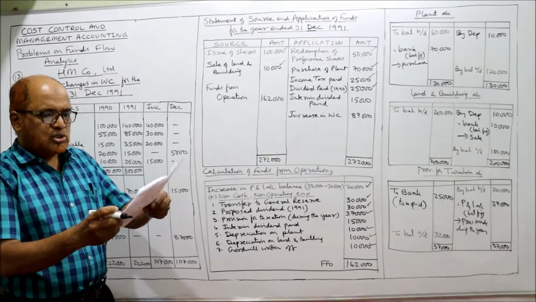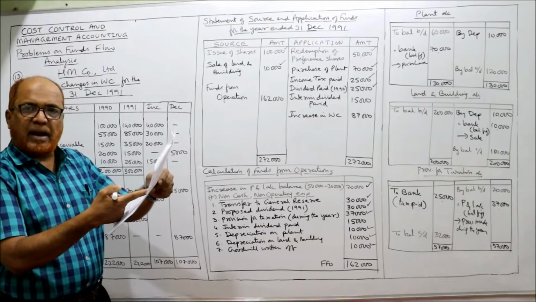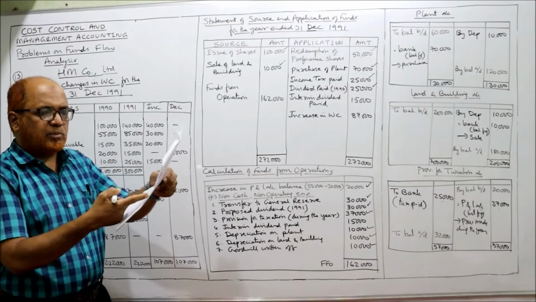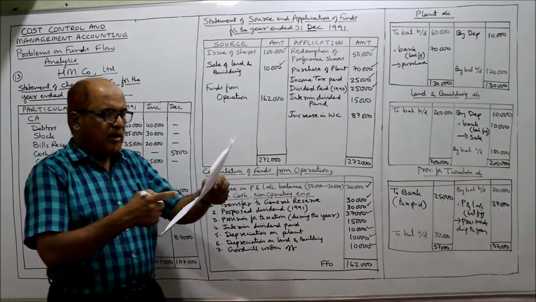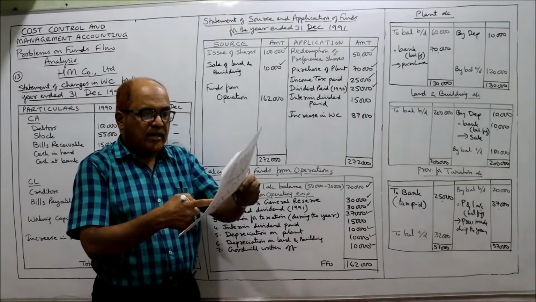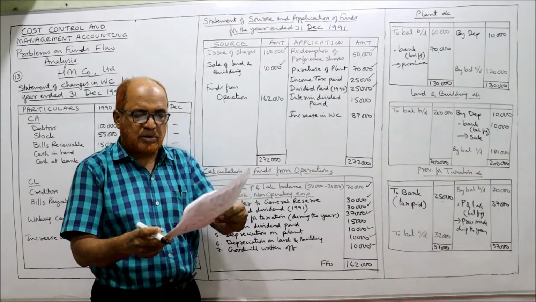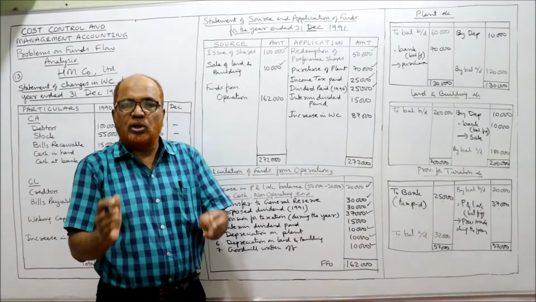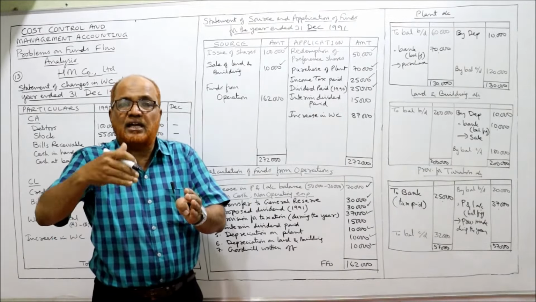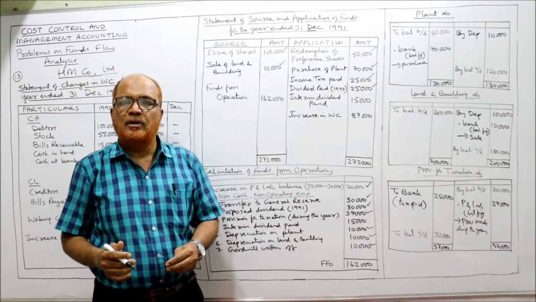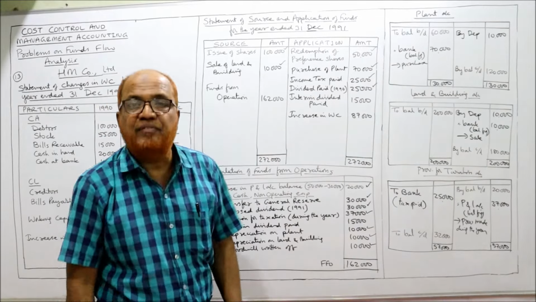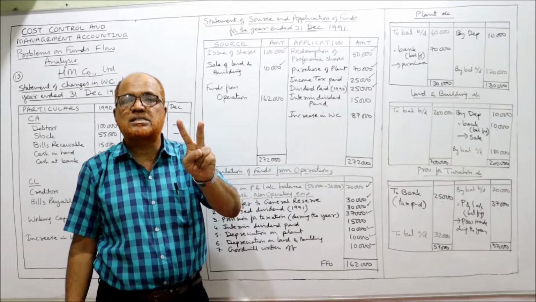Right? So goodwill over, land and building over, plant over, debtors, stock, bills receivable, cash in hand and cash at bank all over. Now, depreciation over. Interim dividend of 15,000 has been paid during the year. So during the current year, some interim dividend has been paid. How much interim dividend paid? 15,000. It will appear twice.